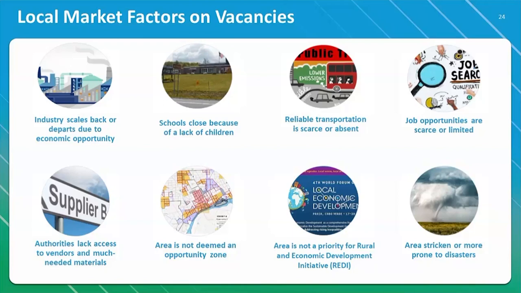As a result of economic opportunity, or lack of opportunity, we should say, when the industry scales back, it usually leads to an exodus of individuals, tenants, families. They have children, and when children are no longer there to be schooled, schools will be closing and consolidating, which makes it harder to give your child a good education. Transportation can be scarce or absent because some areas have not been able to get public transportation off the ground for one reason or another.